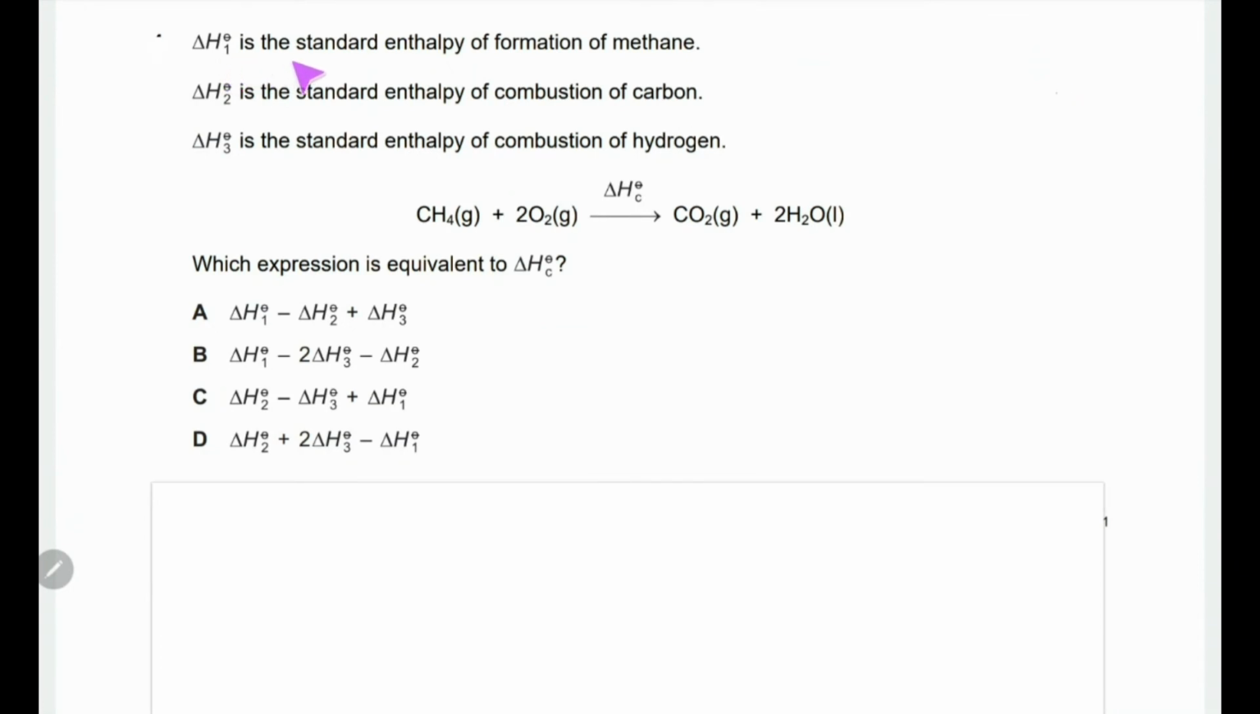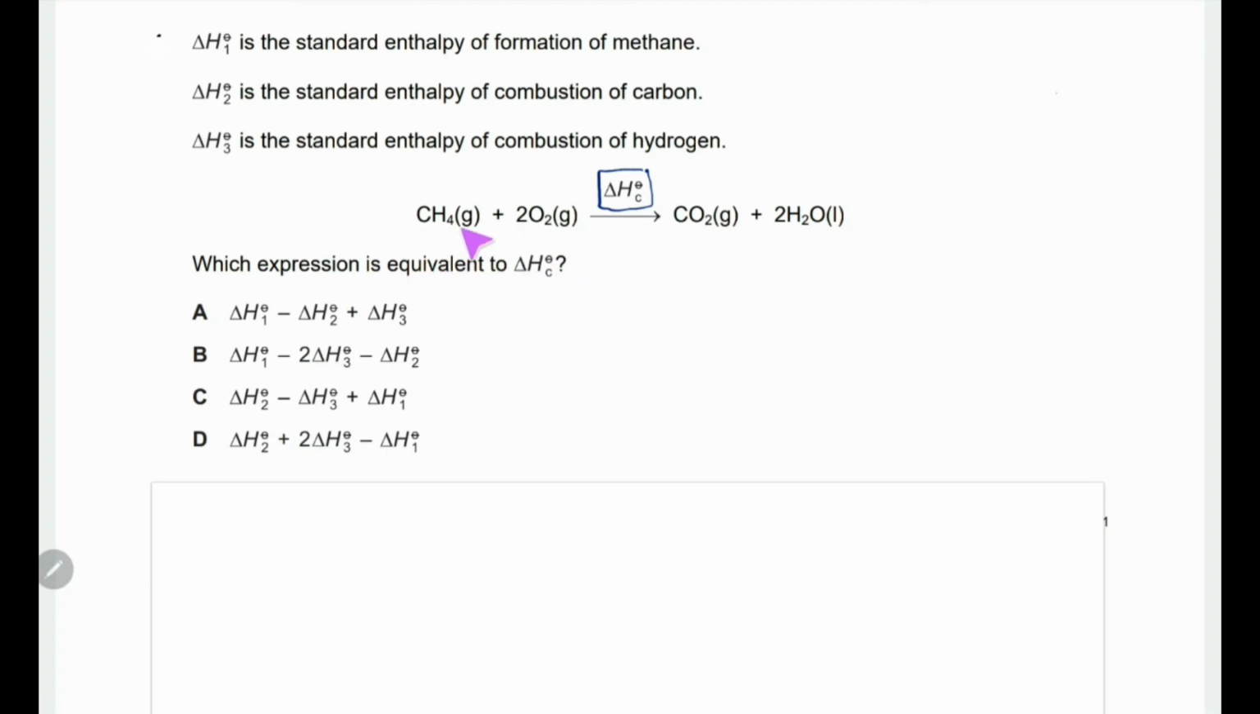Delta H naught 1 is the standard enthalpy of formation of methane. Delta H naught 2 is the standard enthalpy of combustion of carbon. Delta H naught 3 is the standard enthalpy of combustion of hydrogen. And we are given the combustion reaction for methane gas, in which it reacts with oxygen gas, giving us carbon dioxide and water. And the balanced equation is given. Now there is given delta H naught C, and we must find which expression is equivalent to delta H naught C.